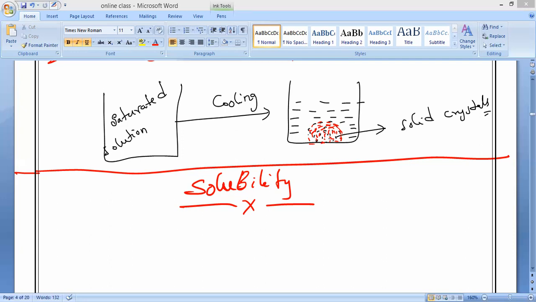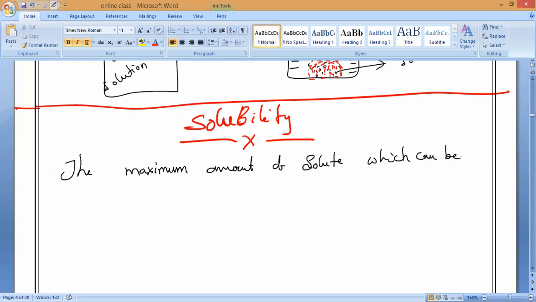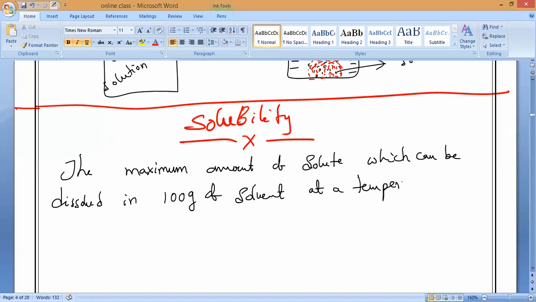The maximum amount of solute which can be dissolved in how many grams of solvent? 100 grams of solvent. Understand? 100 grams of solvent at a specified temperature. Temperature is very important. At a specified temperature.